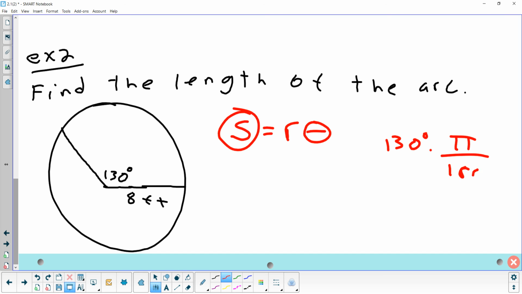So 130 times pi over 180. And all you can do here is really divide the top and bottom by 10. So 130 degrees is 13 pi over 18. Okay, we're not going to round that off. We're just going to leave it just like that. Okay. And now they tell me my radius is 8 feet. So we got 8 times, if you want to make it a fraction, you could, my angle is 13 pi over 18.